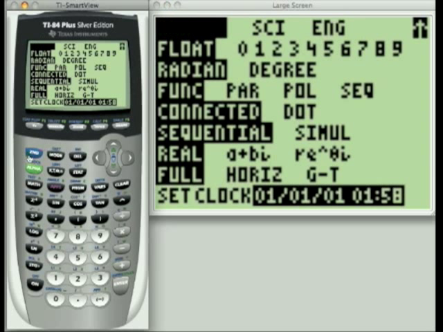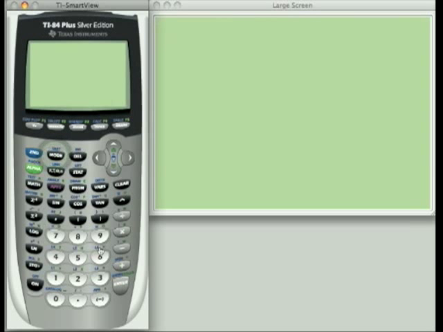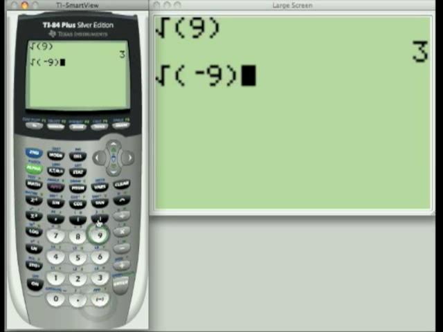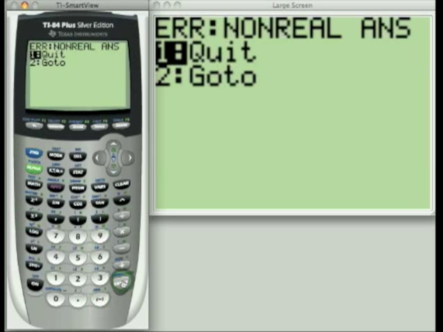Let's look at an example. If I go back to my home screen and I type in the square root of 9, and I hit enter, my answer is 3. And this is because 3 is a real number, and the calculator is going to show us real numbers. However, if I type in the square root of negative 9 and hit enter, I get this error screen, and it says non-real answer. That is because the square root of negative 9 is an imaginary number.